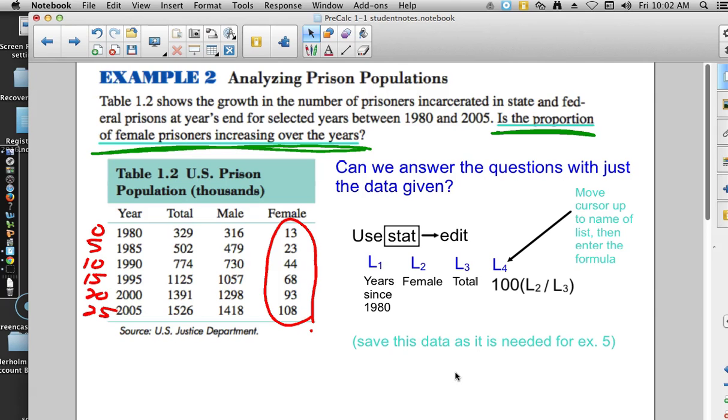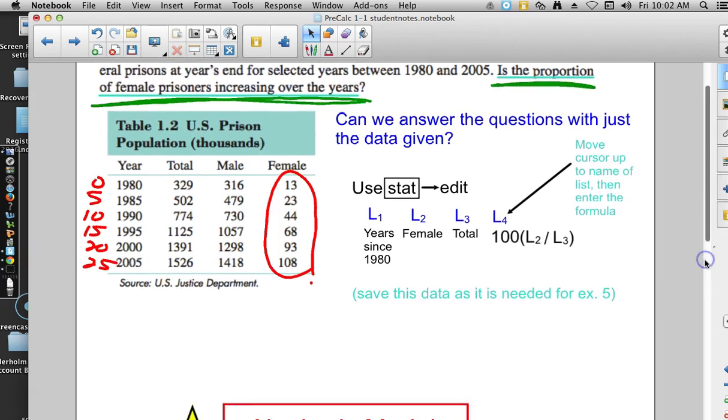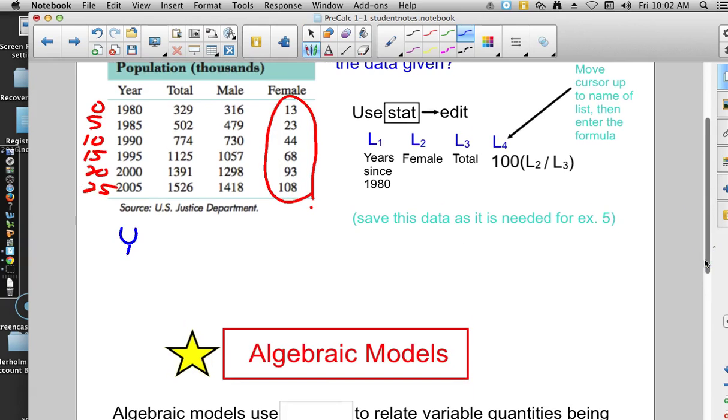So even this one with still the 6s, there's still a little percentage increase in here. So from this chart, they're blaming a little bit of this on the increase in the females. That's what they're doing. So is the proportion of female prisoners increasing over the years? Yes. But we probably want to, especially on an AP exam, be a little more detailed. We would say it increased in the following manner.